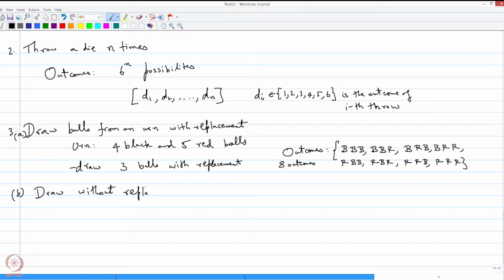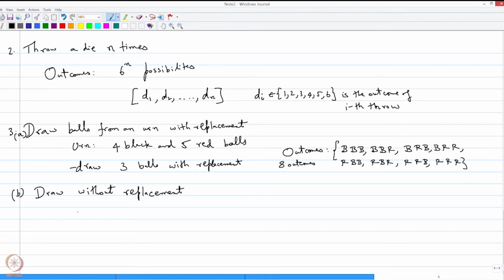By the way, I should point out the word draw has multiple meanings in English. It is not just drawing a diagram. Draw also means you are pulling something out. Okay. So, draw without replacement. If you draw without replacement, some interesting things will happen.